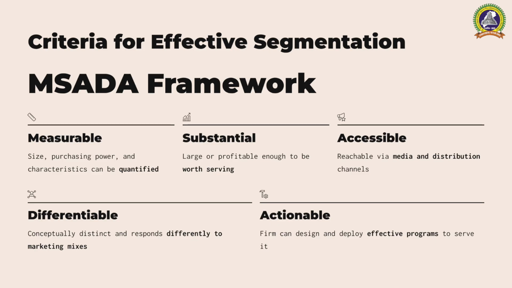Next one is accessible. You must be able to effectively reach and serve the segment. Can your advertising get to them? Can your distribution network deliver the product to them? Next one is differentiable. This is a crucial one. The segment must be conceptually distinguishable and respond differently to different marketing mixes. For example, if you segment by gender, but both men and women respond identically to your product and advertising, then you do not have to separate these segments from a market perspective.